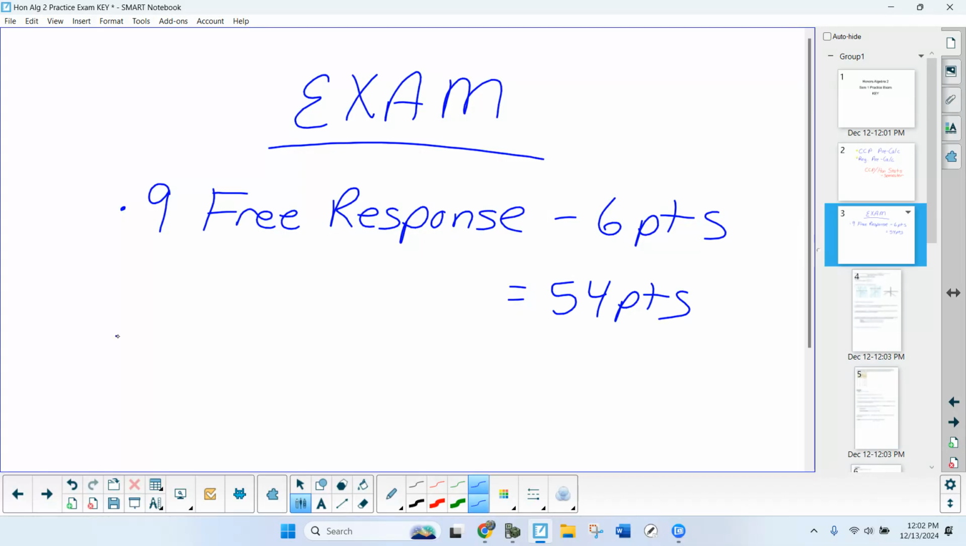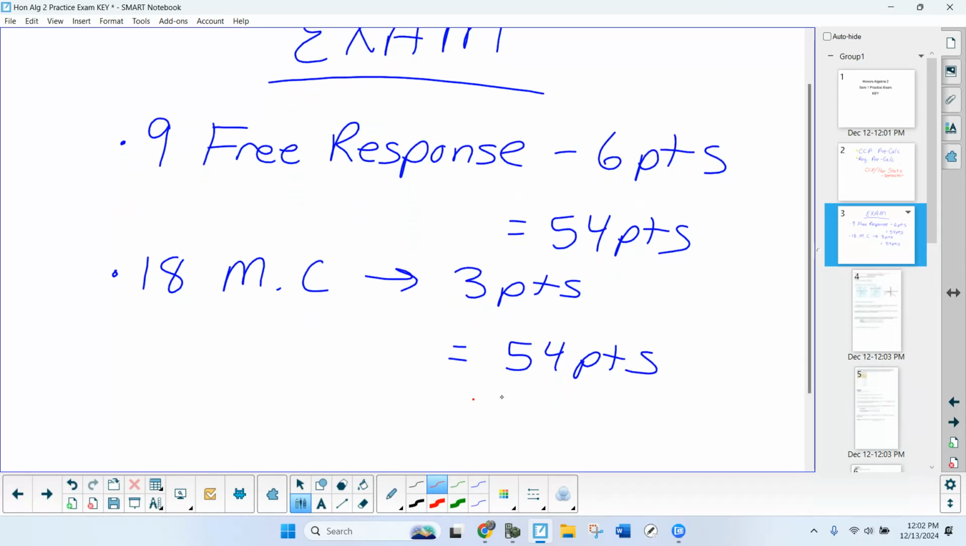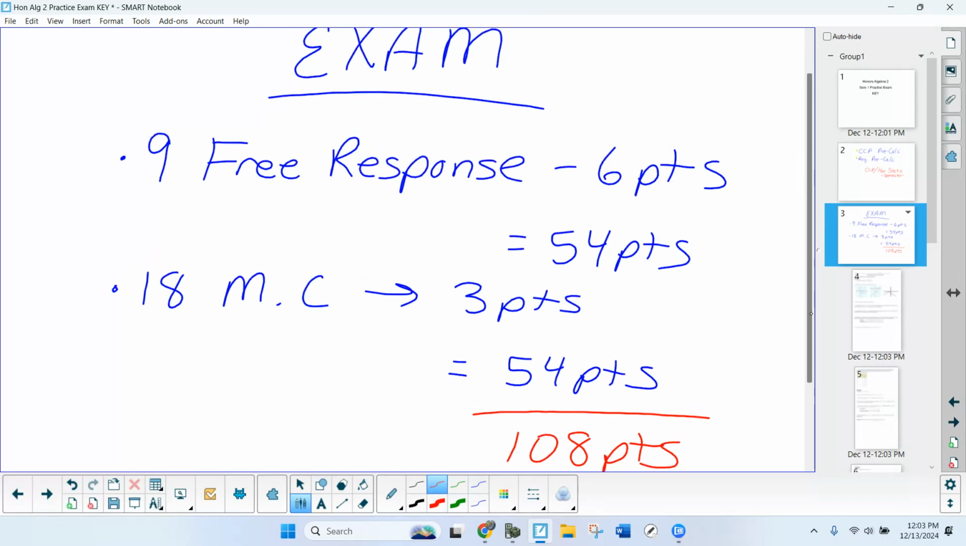Then you have 18 multiple choice. Those are 3 points each. So 18 times 3 is also 54. So when you add those up, how many points is your exam? 108. So that's how we arrive at your exam score.